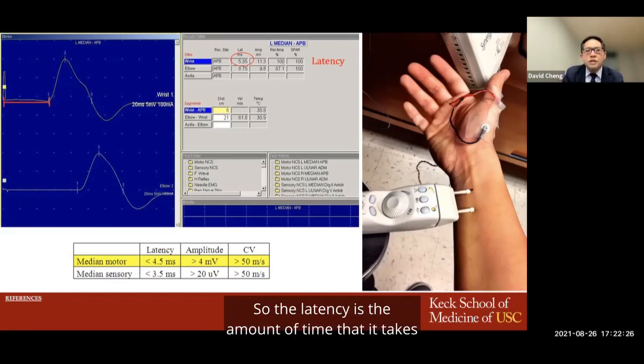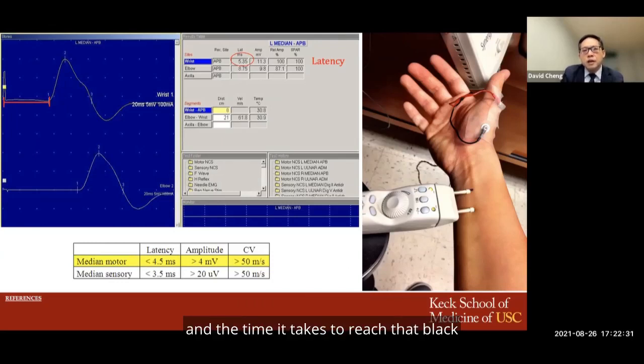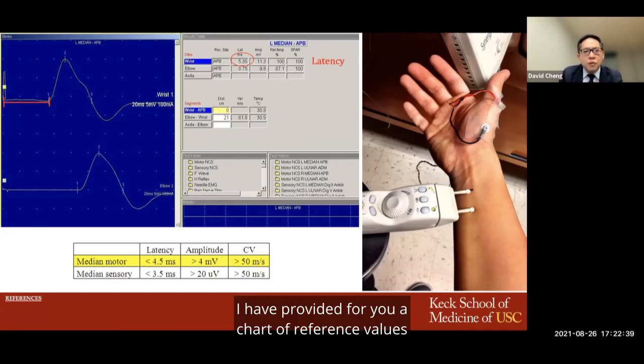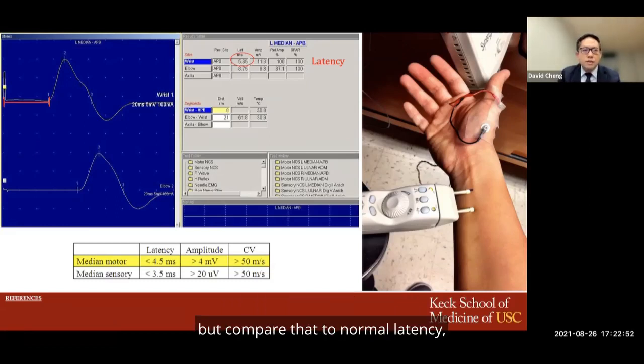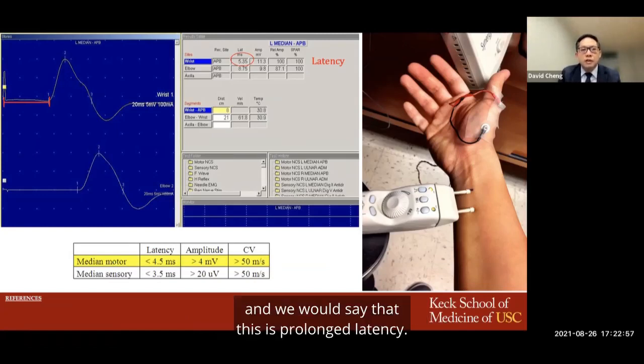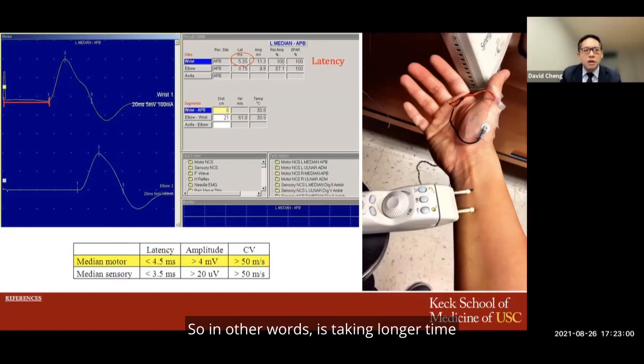So the latency is the amount of time that it takes for the stimulus to be delivered by the wand, and the time it takes to reach that black or active electrode. And it's measured here in milliseconds. I have provided for you a chart of reference values on the bottom. So effectively, we're looking at this chart here, and so we're seeing that the latency measures 5.35. We compare that to normal latency, which should be less than 4.5, and we would say that this is prolonged latency. So in other words, it's taking longer time to go from here to here.